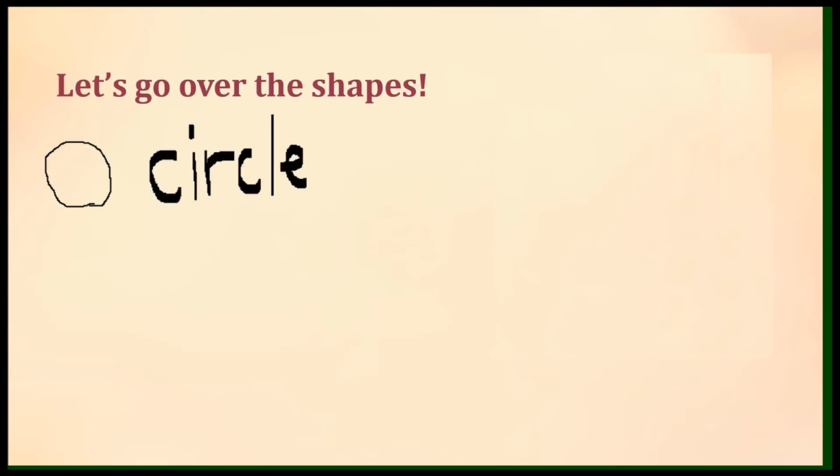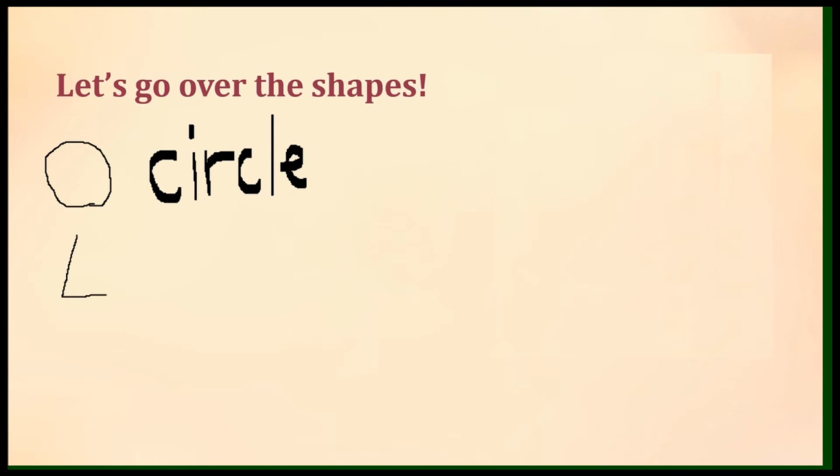Before we start describing the attributes of the shapes, let's go over the shape. So I want you to look at the shape that I'm going to draw. I want you to look and I want you to think about what's the name of the shape. So let's get started. Okay, so what shape is this, boys and girls? If you say circle, you're right. Let's do another one.